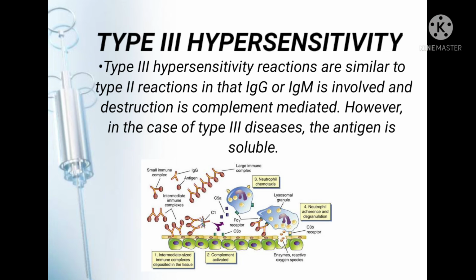Let us now proceed to the type 3 hypersensitivity. Type 3 hypersensitivity reactions are similar to the type 2 reactions in that IgG or IgM is involved and destruction is complement-mediated. However, in the case of type 3 diseases, the antigen is soluble. When soluble antigen combines with antibody, complexes are formed that precipitate out of the serum.